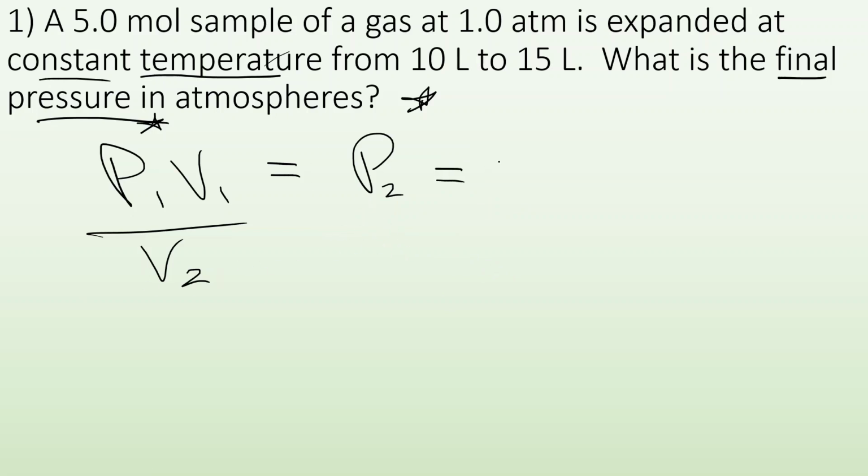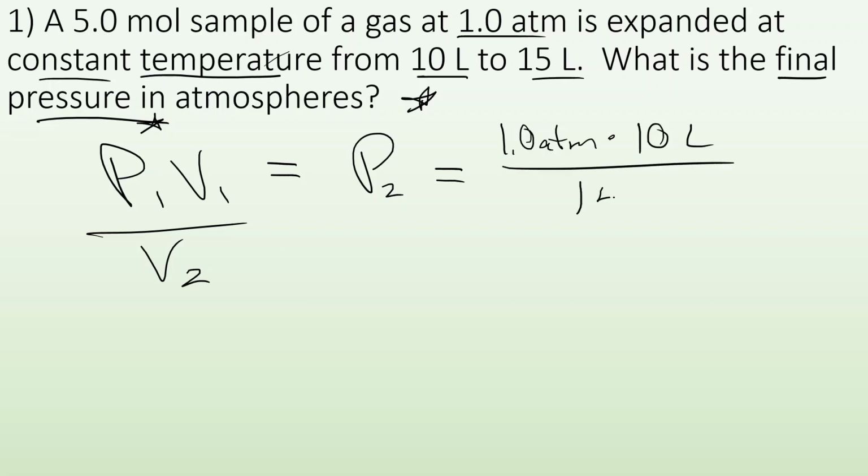So let me just plug and chug. My initial pressure, they said, was 1 atmosphere, so 1.0 atm, times my initial volume. Well, it says it goes from 10 to 15, so my initial volume is 10 liters, divided by my new volume, V2, 15 liters. And when I do that math, the liters cancel out, and I end up with a pressure of 0.67 atmospheres. There you go.